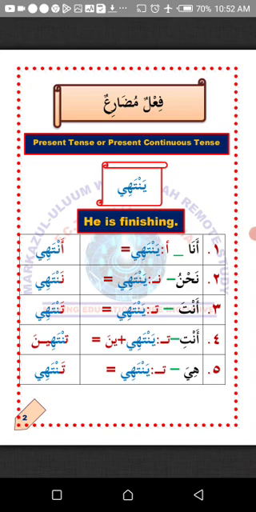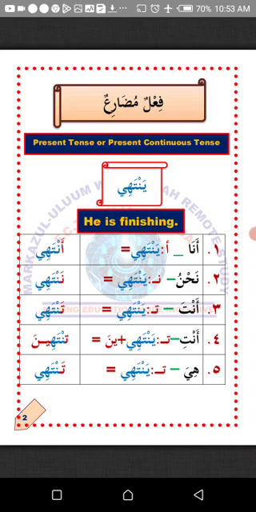فعل مضارع, present tense, present continuous tense. فعل مضارع is a form of verb in Arabic that one can use to talk about an action happening at the moment or something that we do on a daily basis, like going to work, going to school, or going to mosque. As I am teaching now, the only form of verb in Arabic that I can use to talk about what I am doing now is called فعل مضارع.